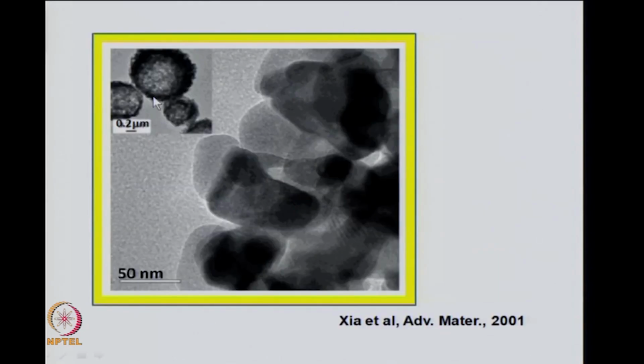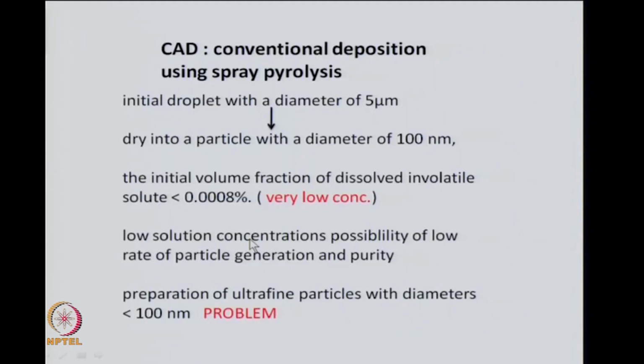This is a typical conventional spray pyrolysis method, where you get large particles because the small particles are all aggregated together. These particles are of the size of 50-60 nanometers, but the whole thing is aggregated. So, conventional deposition using spray pyrolysis has certain limitations, because the initial droplet in a conventional spray pyrolysis has a diameter of around 5 micron, whereas to make nanoparticles we need droplets of much smaller size, and then we dry it into a particle with a diameter of 100 nanometers.